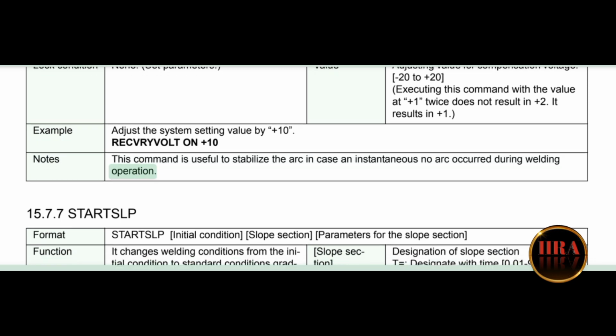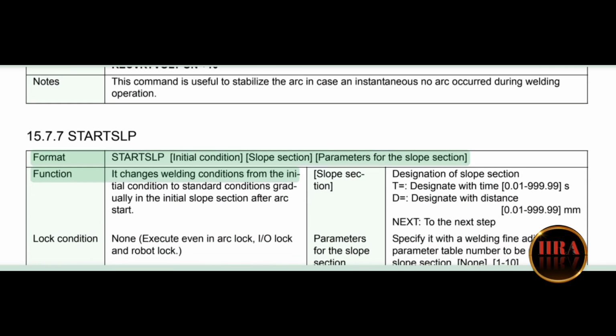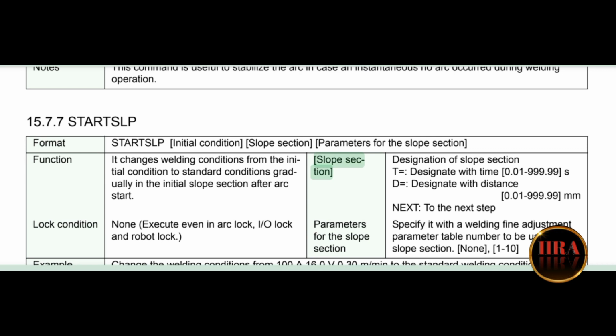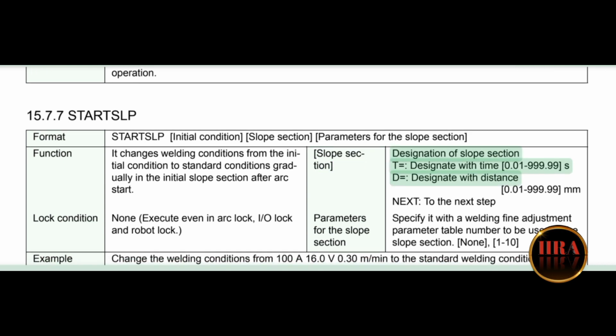Format: STARTSLP, initial condition, slope section, parameters for the slope section. Function: it changes welding conditions from the initial condition to standard conditions gradually in the initial slope section after arc start. Slope section: designation of slope section. T equals: designate with time, 0.01 to 999.99. ST equals: designate with distance.